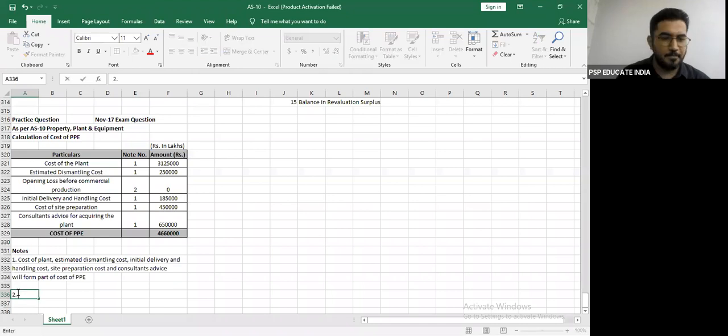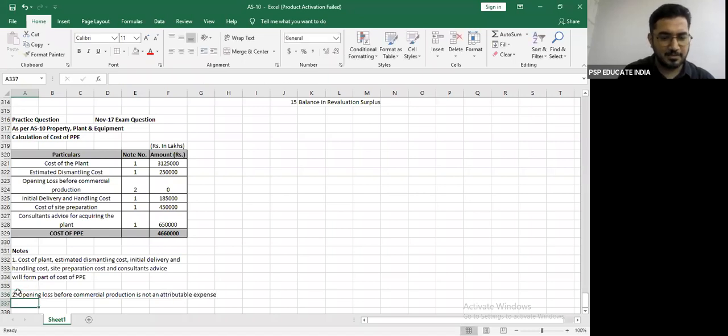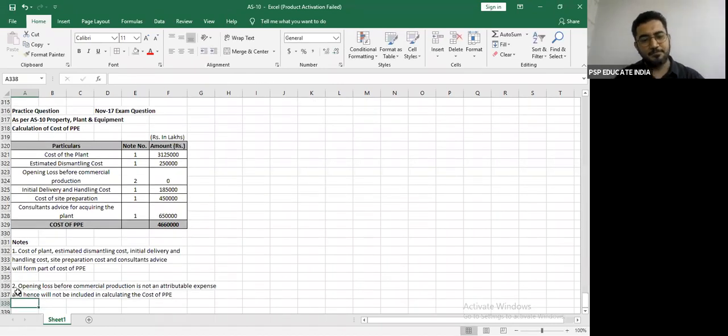Note 2, opening loss before commercial production is not an attributable expense and hence will not be included in calculating the cost of PPE.